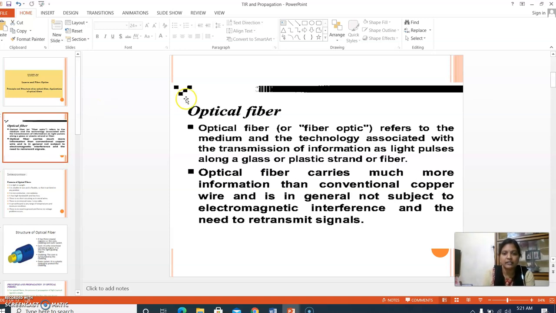Optical fiber refers to the medium and the technology where information can be carried in the form of a light pulse along a glass or a plastic fiber. Optical fiber can carry information because it has a large bandwidth, so its information carrying capacity is more.